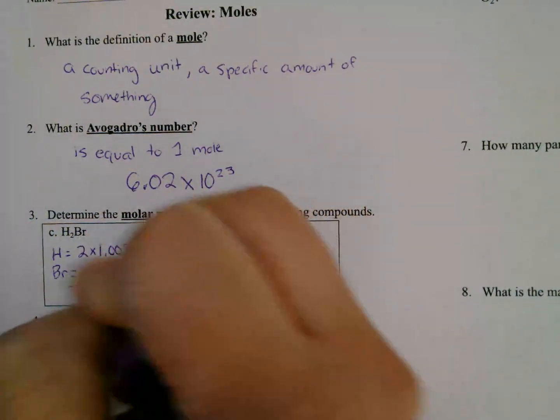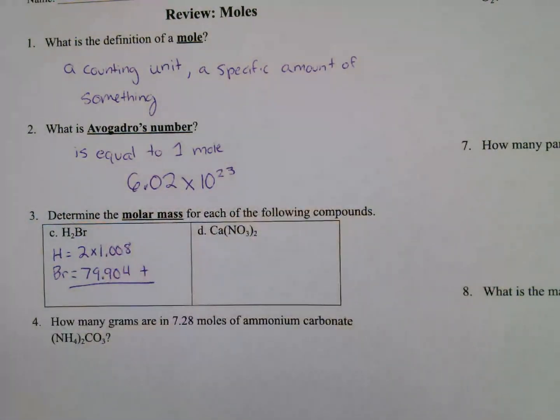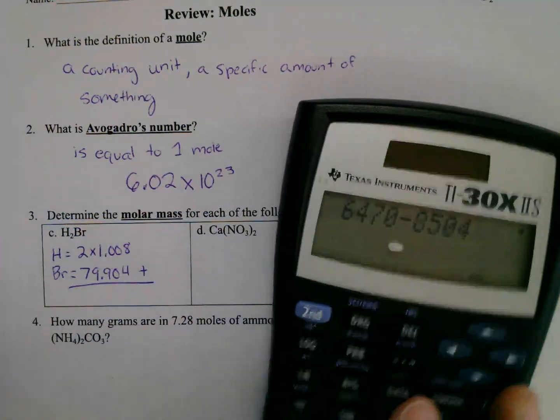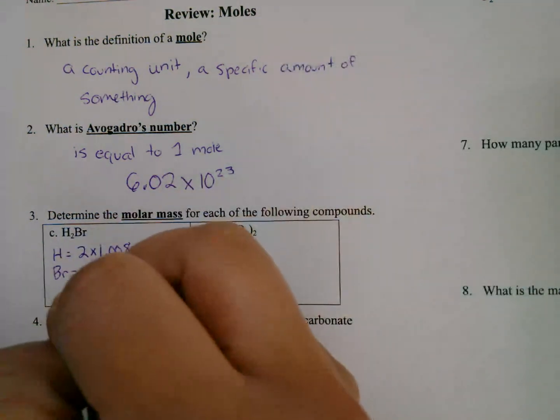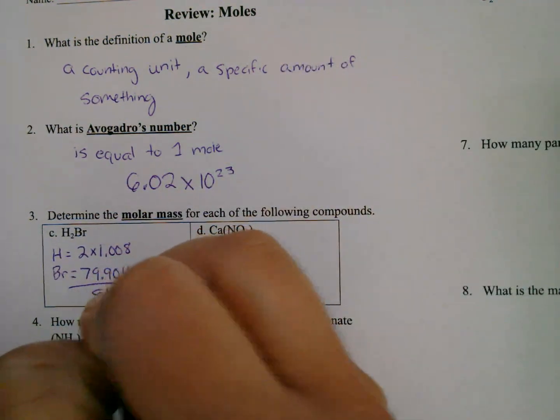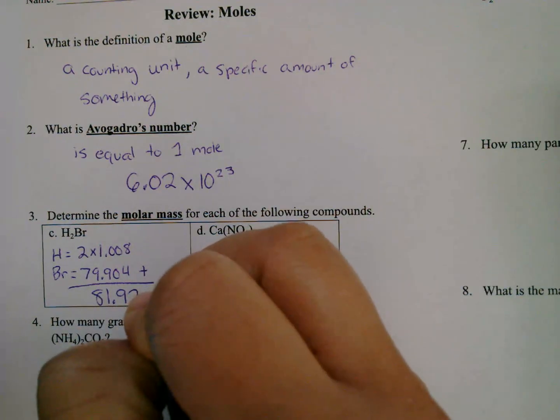I'm going to plug in all of this into my calculator and add them together. So 2 times 1.008 plus 79.904, bless you, 81.92. And that's grams per mole.